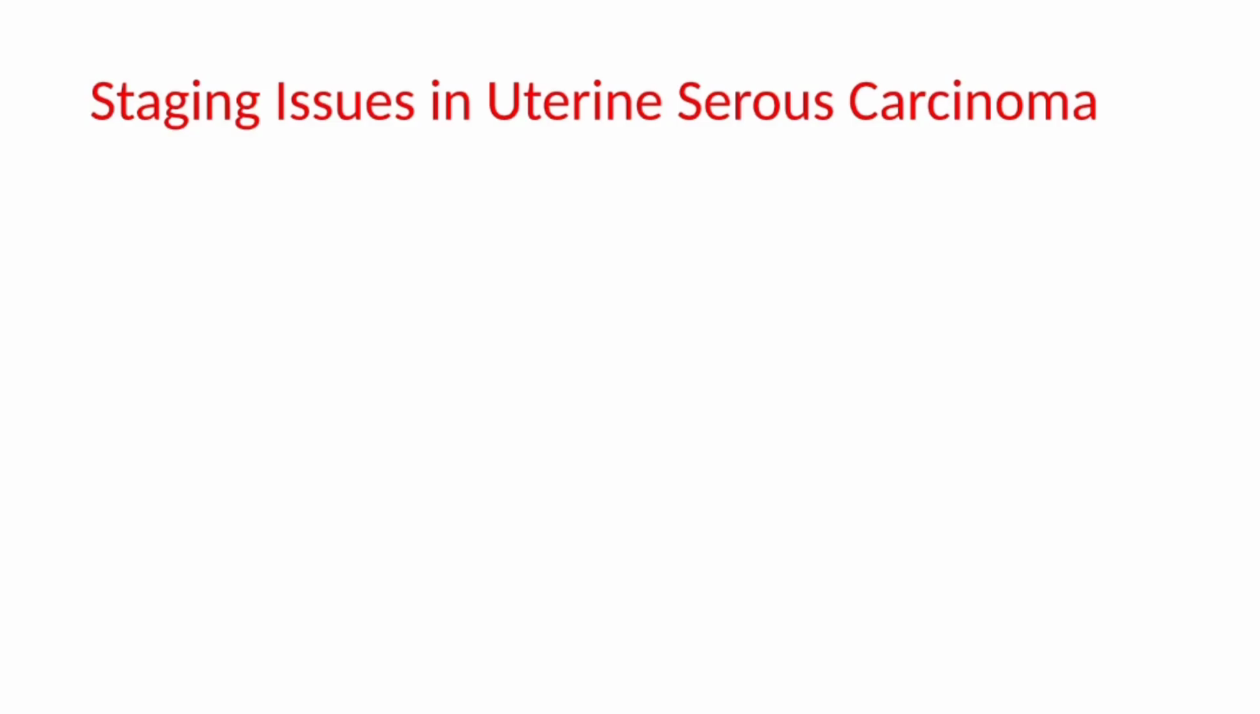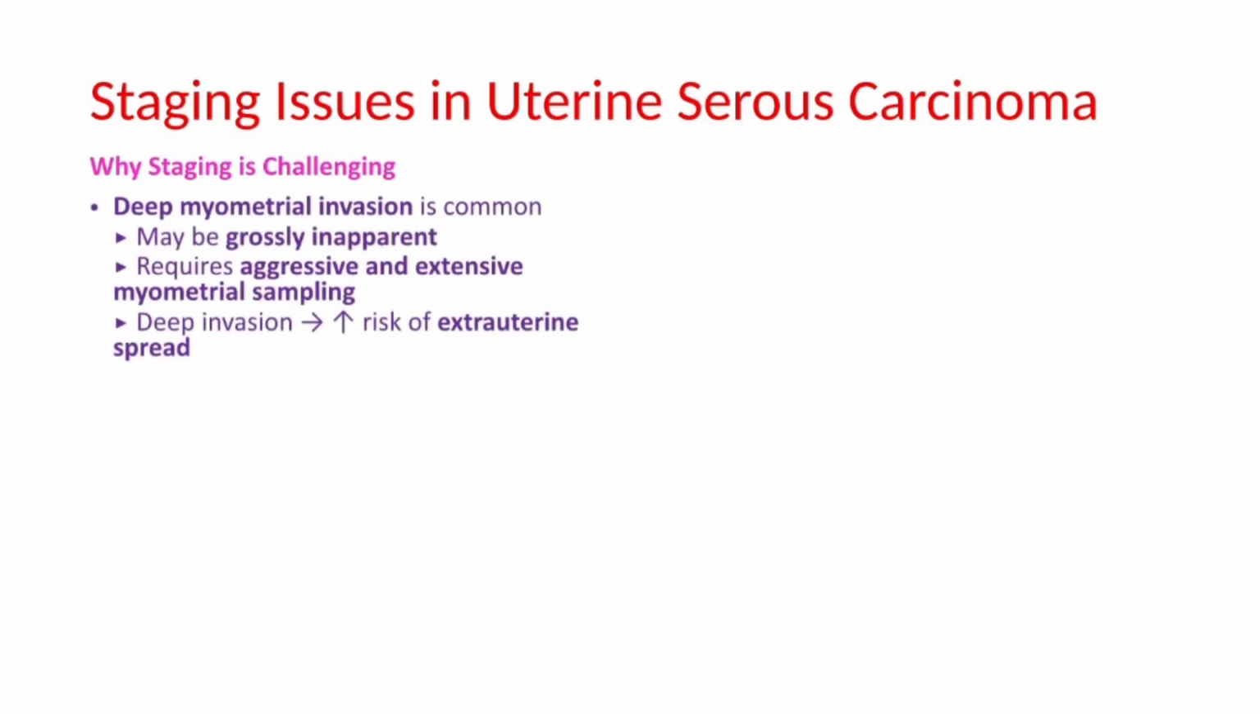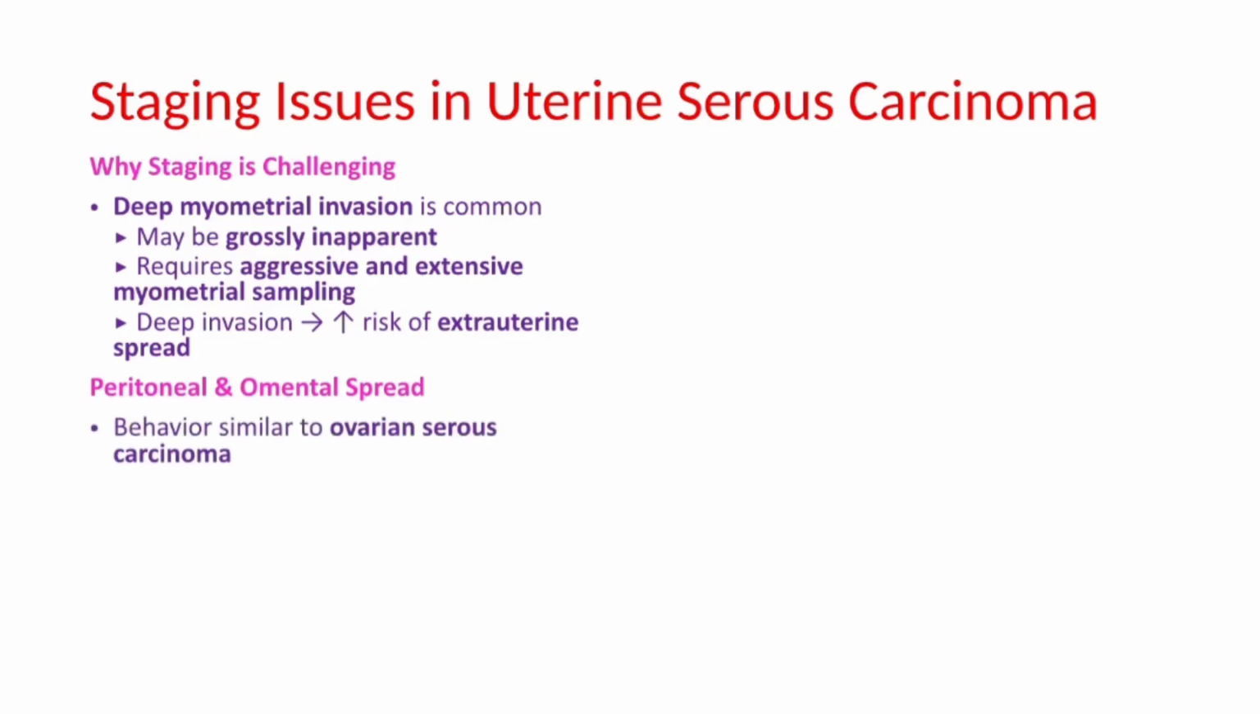Now the staging issue. As we have seen, this serous carcinoma is high grade in nature by definition. So here staging is challenging because deep myometrial invasion is common. It may be grossly inapparent and require aggressive and extensive myometrial sampling. And deep invasion leads to increased risk of extrauterine spread. Second is peritoneal and omental spread. So its behavior is similar to ovarian serous carcinoma.